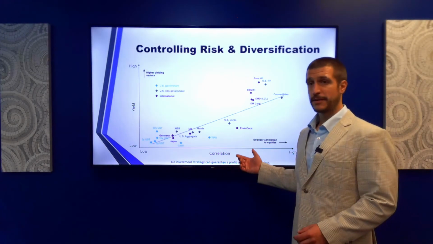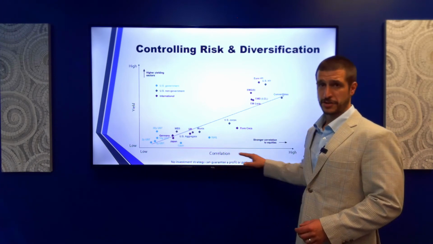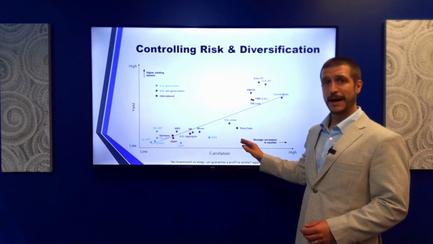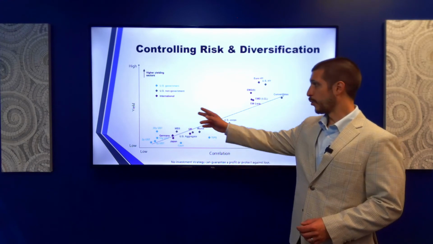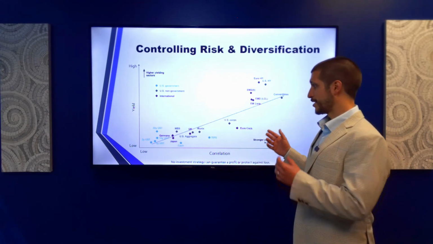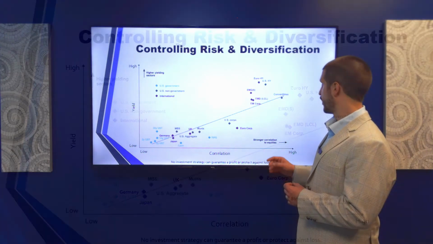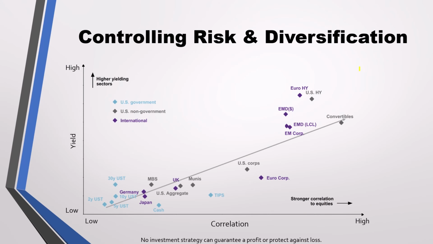So what we have here is a chart that shows various types of bonds, and on the x-axis you're looking at the correlation between that bond and stock prices. On the y-axis, the yield that that bond offers. So let's dive into this and look at how these interact with a portfolio. On the right, you'll see convertibles. Not surprising, very high correlation with stock price movements because convertibles can be exchanged for stock.